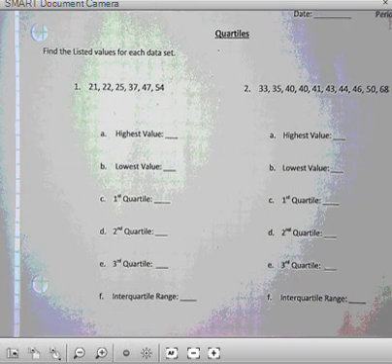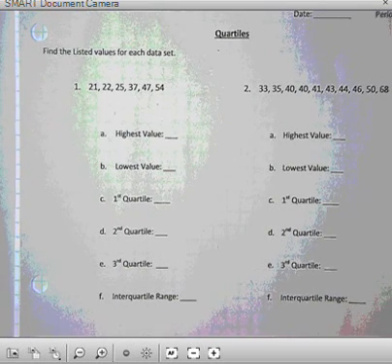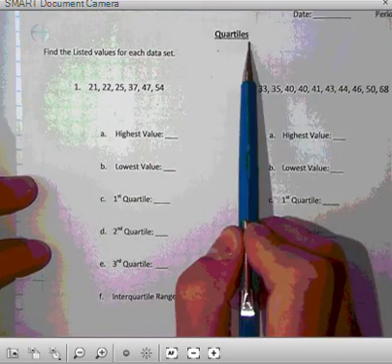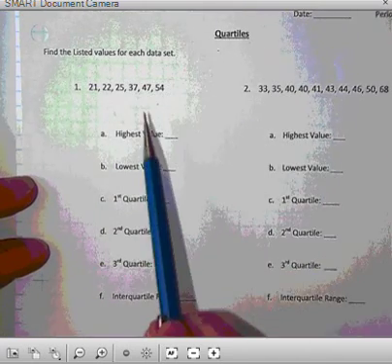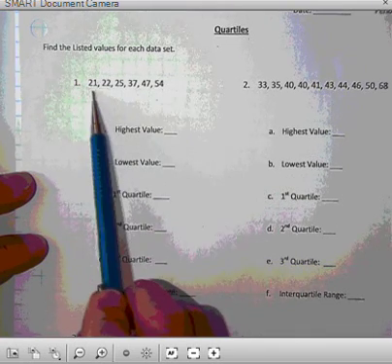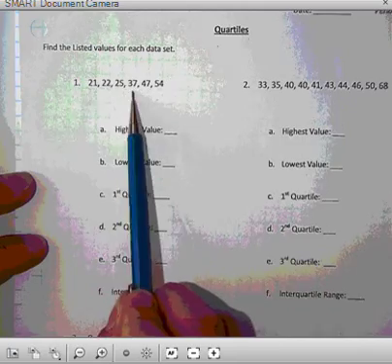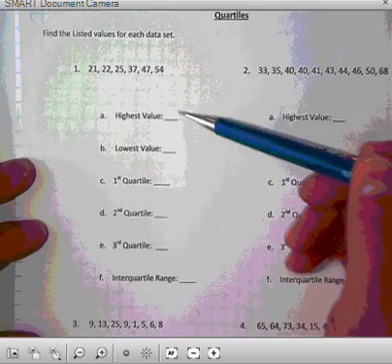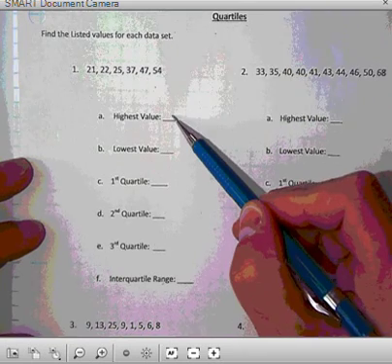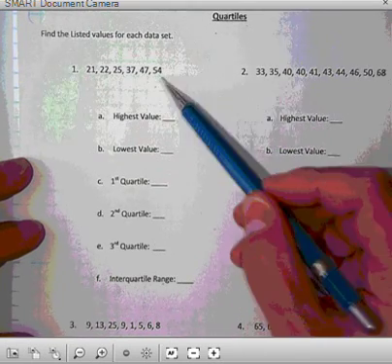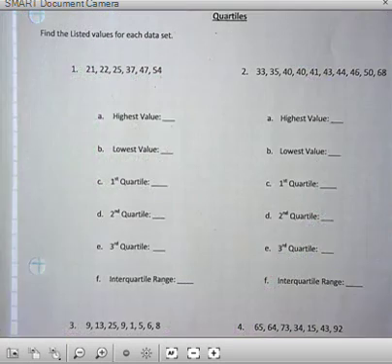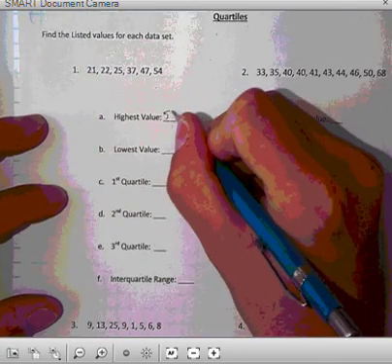It is incredibly important that we find just a few things in order to create a box and whisker. They are called quartiles. And we're fortunate here in this data set, they're already in a line: 21, 22, 25, 37, 47, and 54. These are the things that we have to find. The first thing we need to find is the highest value in that data set. Anybody see what the biggest number in that data set is? Leah? 54. I told you you'd like today.